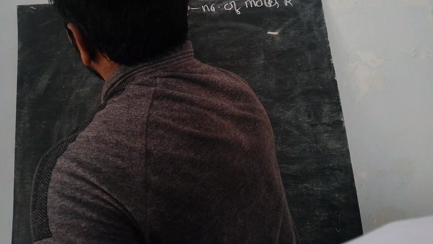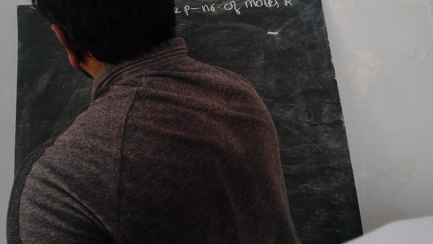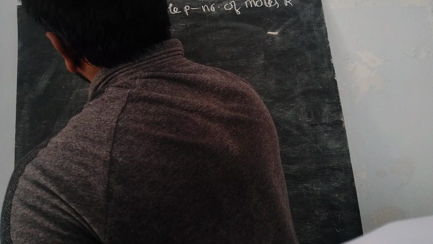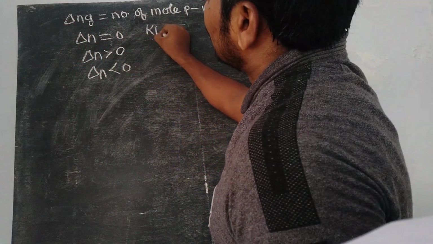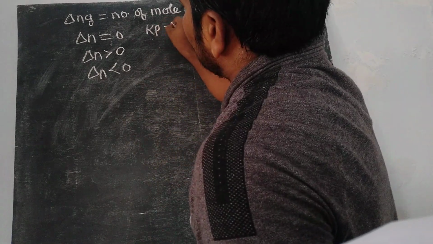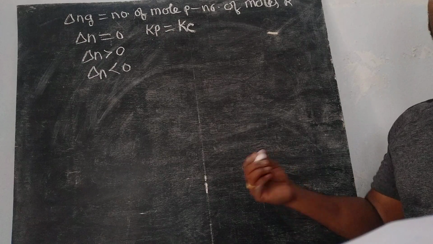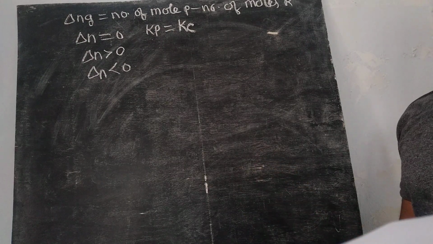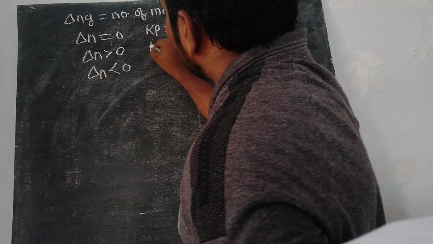For example, when delta n is equal to 0, when delta n is greater than 0, and when delta n is less than 0. So when delta n is equal to 0, Kp is equal to Kc. There is no problem here. So when delta n is greater, in the sense what?